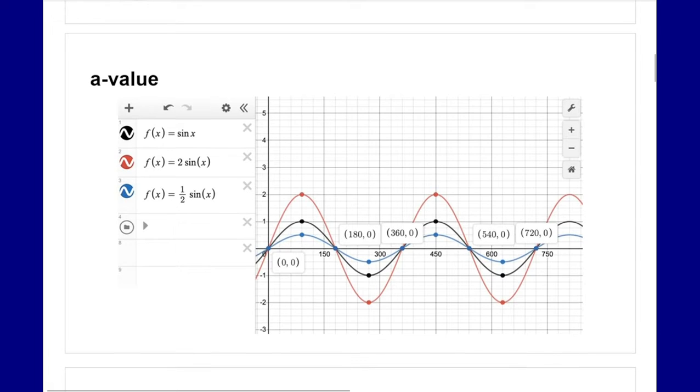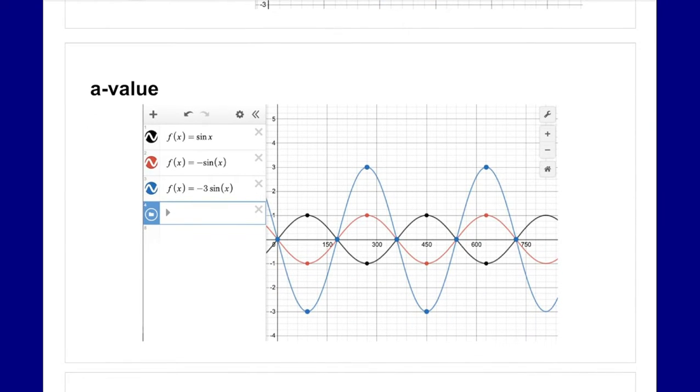So looking first at the a value. We have our base form in black, f(x) = sin x, and then we have the two other forms, 2 sin x and 1/2 sin x, in red and blue. Taking a look at them, what do we notice is different about the red and the blue graph compared to the black one? We might notice that they all still cross at the same values, right? The max and the mins are at the same horizontal axis, but we might notice that the max and min aren't in the same spots. Some are higher and some are lower.